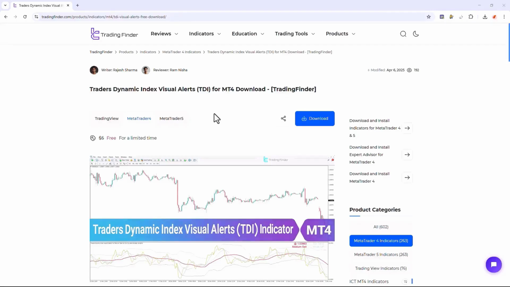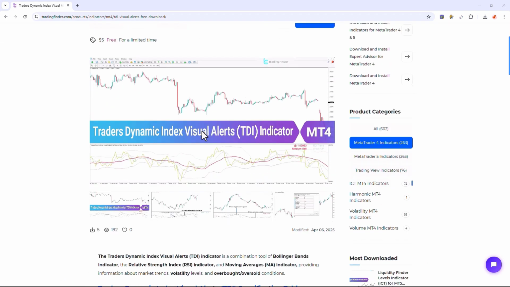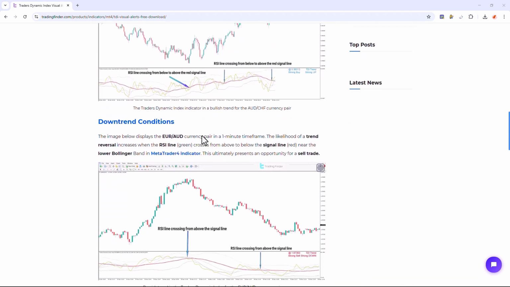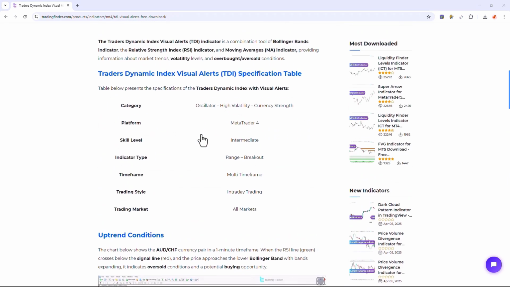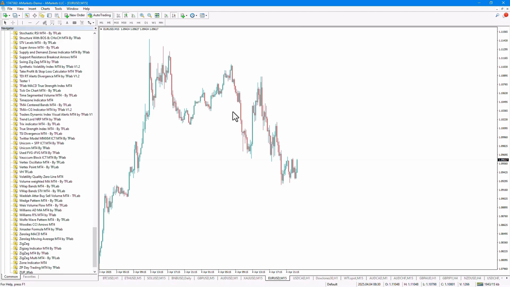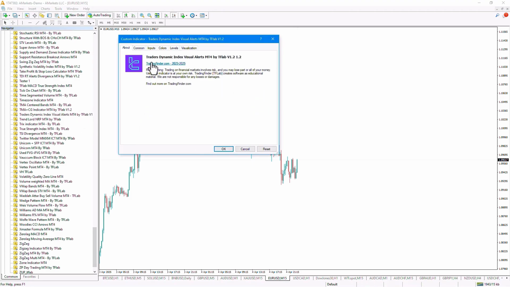the Trader Dynamic Index Visual Alert Indicator, which is offered for various platforms on the TradingFinder website. From this section, you can download the indicator file for MetaTrader 4 and MetaTrader 5 platforms and run it on the chart. Additionally, traders can read this page to understand how the indicator works and functions. We select the indicator file from the Navigator section and execute the indicator by dragging the file onto the chart.